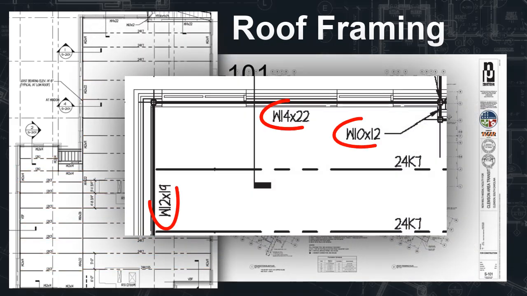Both the wide flange beams and the roof trusses have designations of exactly what they are, and they vary throughout the plan. Those designations are industry standards, so you're not going to find those in a schedule or table on the drawings.